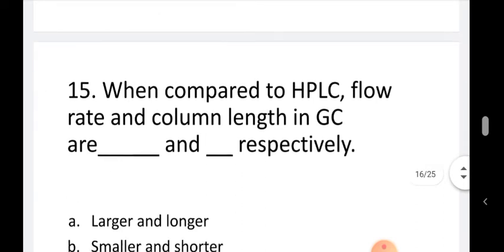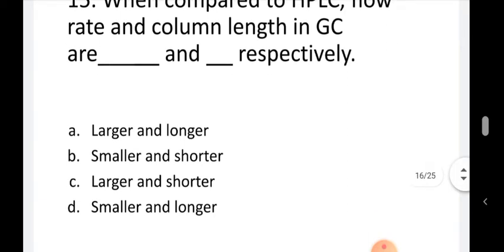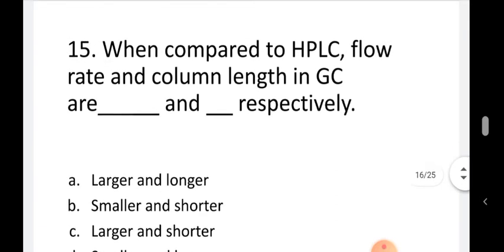When compared to HPLC, flow rates and column lengths in GC are dash and dash respectively. Larger and longer, smaller and shorter, larger and shorter, smaller and longer. GC columns are very long and even the flow rates are large compared to HPLC. In HPLC, the flow rate is small and the columns are also shorter. So answer A is the right one for GC.